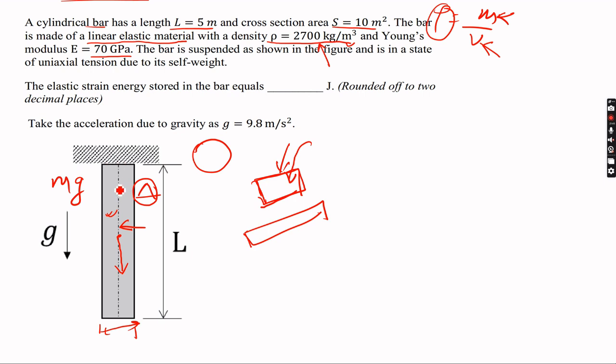Due to self weight, meaning some weight is already there with this mass, with this bar, and due to that self weight, the body is deforming. What type of deformation? Due to self weight, it is elongating; the length is increasing. Because of that deformation, some energy is stored in this body, and they are asking what that energy is.